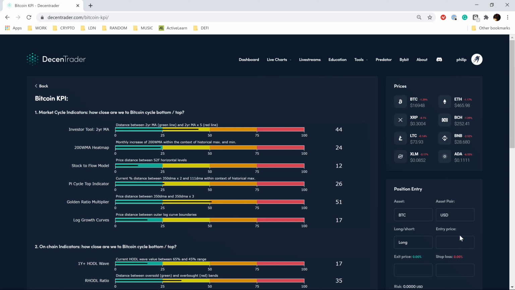Right then, so this week we're going to do something a little bit different. Actually, we're not going to be looking at just one indicator. What we're going to do is look at several live charts to give you a very brief overview of the current state of the market.